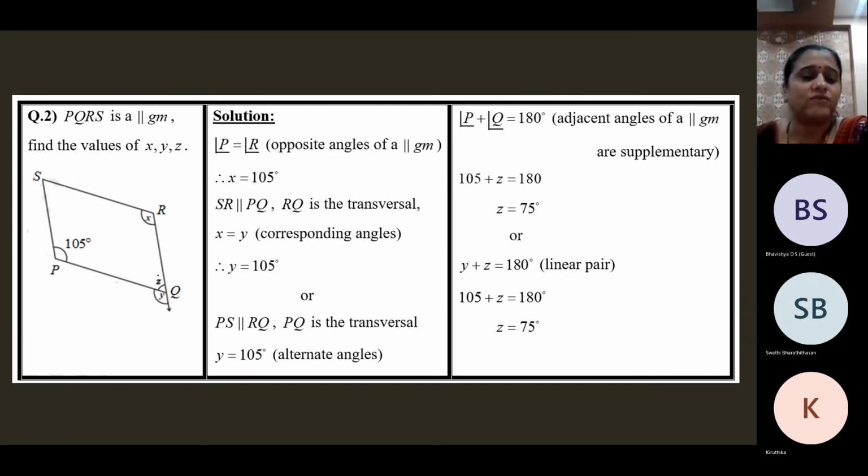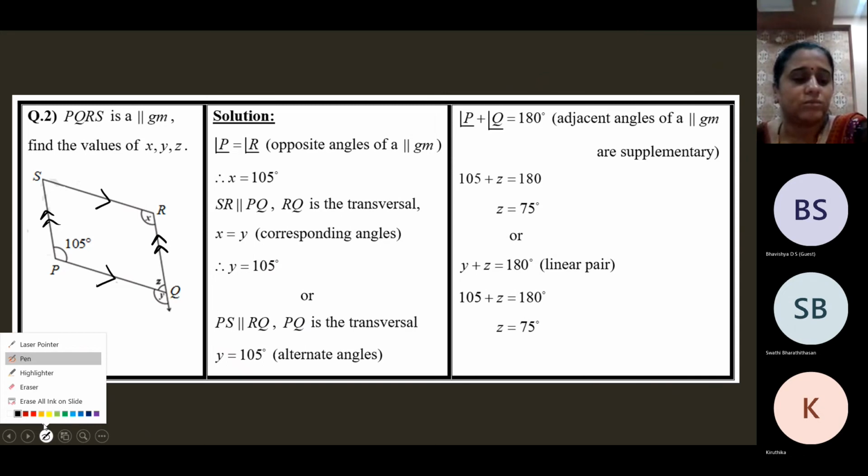Next, we have to find the values of Y and Z. See here, Y can be found in two ways. We know it's a parallelogram, so both the pairs of opposite sides are parallel. This is parallel to this and this one is parallel to this one. A parallelogram is a quadrilateral in which both the pairs of opposite sides are parallel. So I've marked the opposite sides parallel.